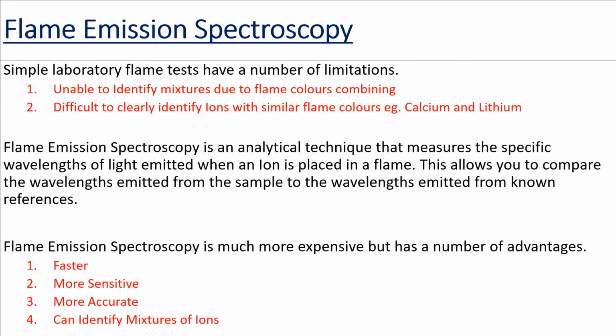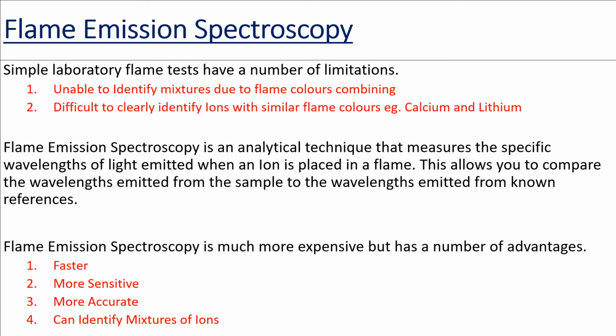So finally, what we need to talk about is flame emission spectroscopy. Going back to the flame tests, there are a few limitations. Number one, you can't identify mixtures. If you have a mixture of two different metals, you'd see both colors in the flame at the same time, and you wouldn't be able to distinguish between them. Secondly, if you've got two ions that have similar colors, for example calcium and lithium, just different shades of red, that's quite difficult to judge just by visually looking at the flame.